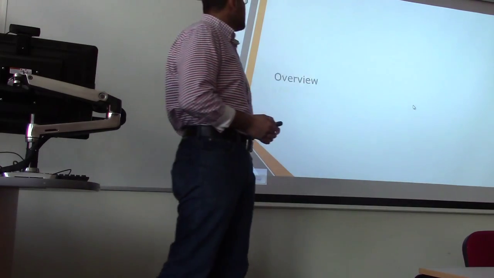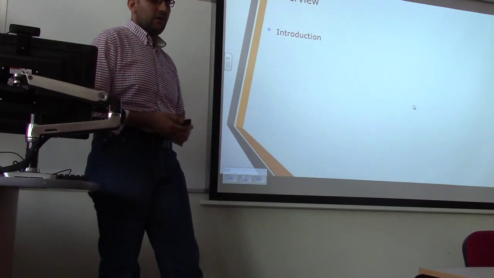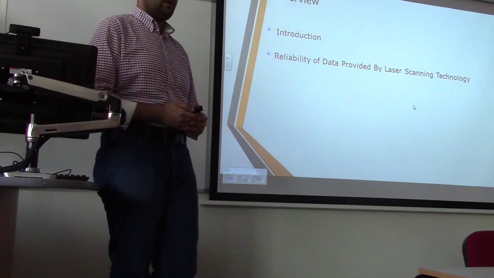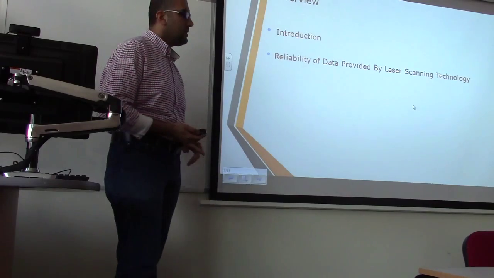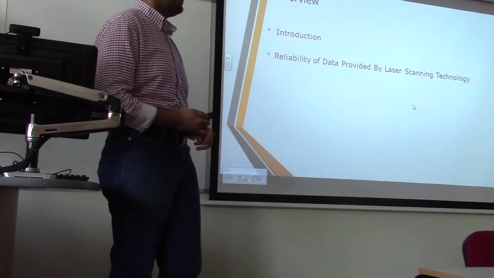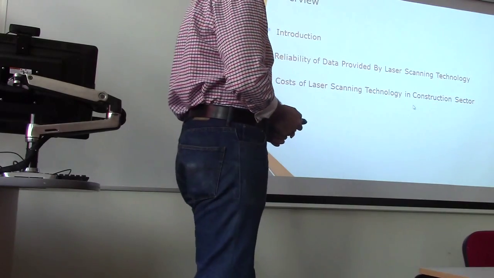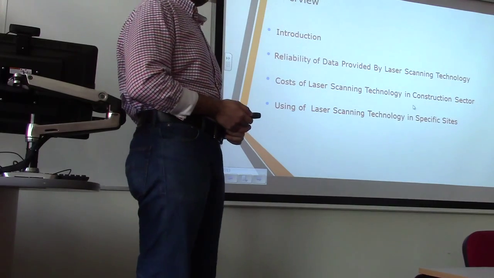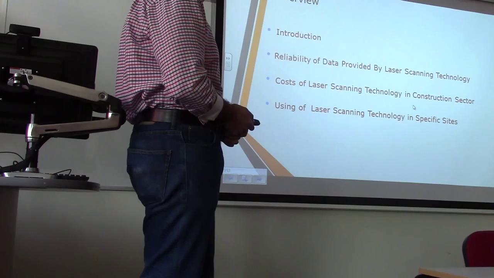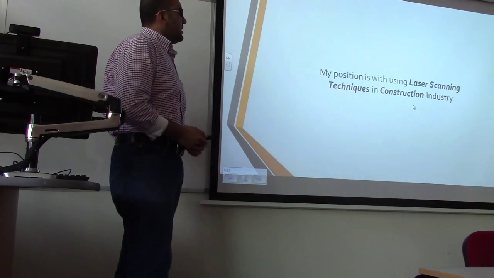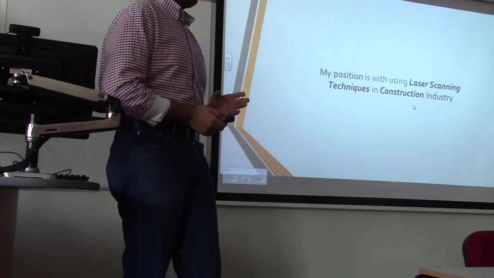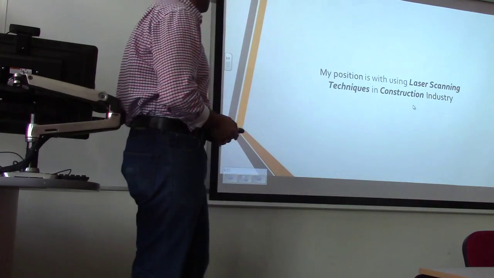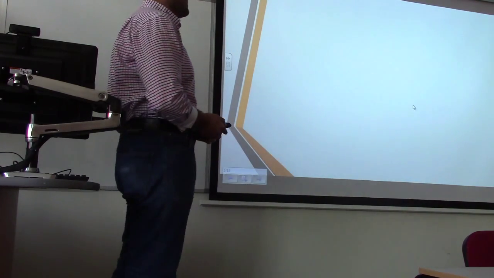My outline starts with a brief introduction about my controversy topic. Then I will talk about my discussion section, where I'll cover three aspects. Firstly, the reliability of data provided by laser scanning technology. Secondly, the cost of laser scanning. And then the use of laser scanning in specific sites. Finally, I will cover the conclusion. So I'm going to argue for using laser scanning technology instead of traditional engineering surveying methods.